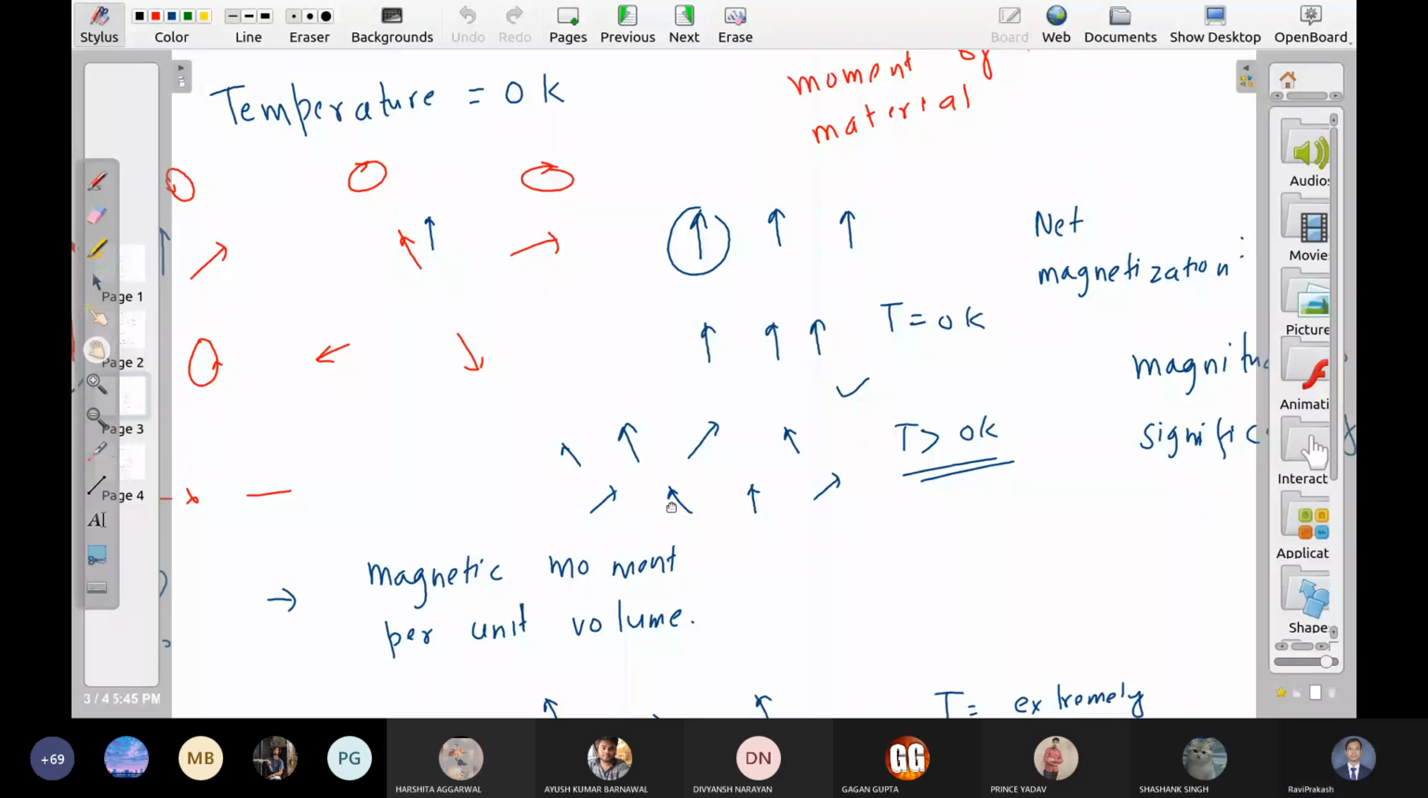Do you know anything through which you can find out the temperature dependence of this magnetic moment? How do these magnetic moments get distorted by temperature? Any idea of Maxwell-Boltzmann statistics? Have you studied it in thermal? No. So I will discuss that also.